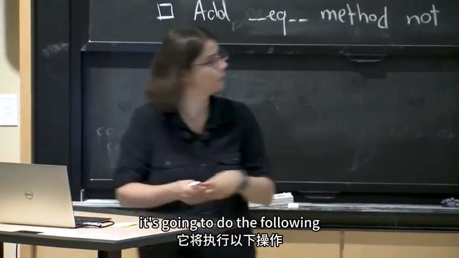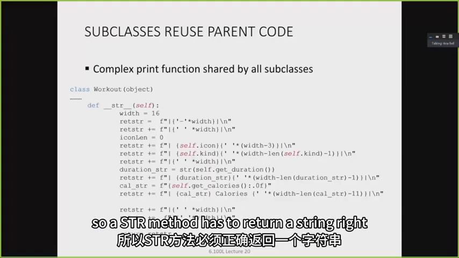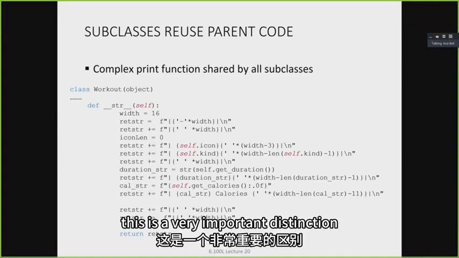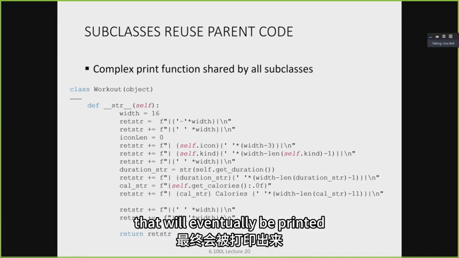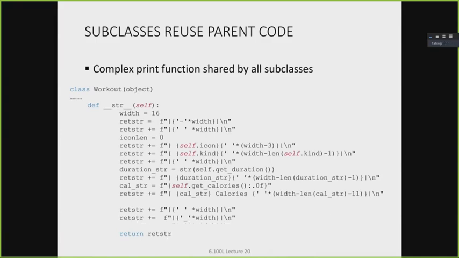It's going to do the following. So a str method has to return a string, right? It doesn't print the string, right? This is a very important distinction. It returns a string that will eventually be printed when you call the print method.